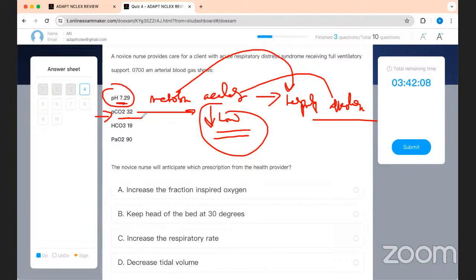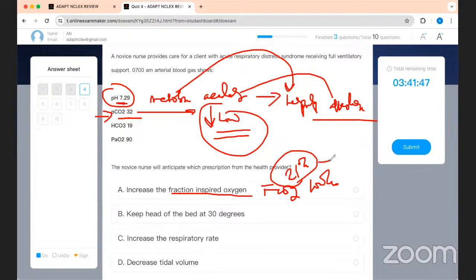So what would the nurse do? This is test-taking strategy, critical thinking. Fraction of inspired oxygen, this is FiO2. Usually 100% is the maximum. We breathe in 21% FiO2. We use it to increase your oxygenation. This patient does not have an oxygenation problem. His PaO2 of 90 is great. His saturation probably will be like 93 or 95. So this one is fine. Therefore, I don't need to give them more oxygen.